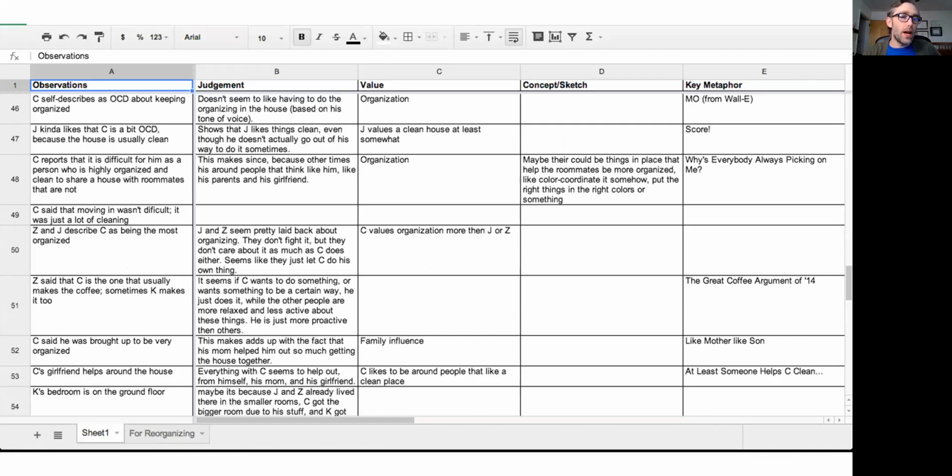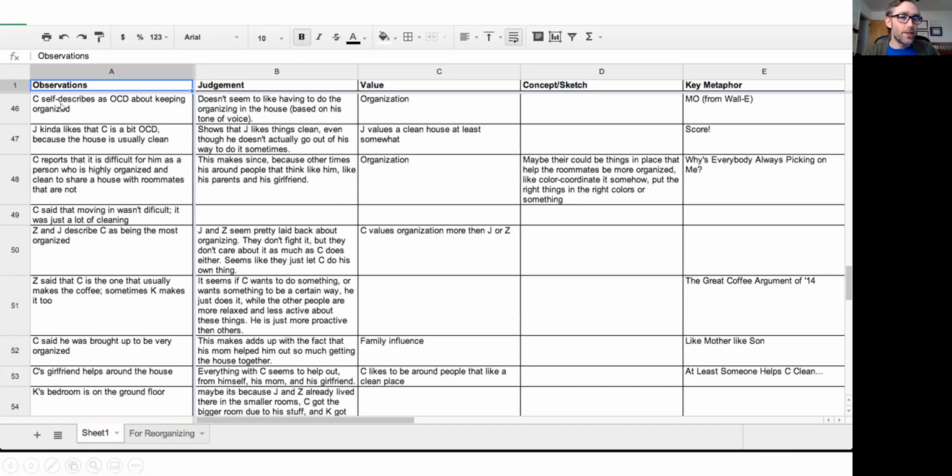So C self-describes as OCD about keeping organized. Judgment: doesn't seem to like having to do the organizing in the house. The value here is the purpose of organization, the act of organizing. There's no concept sketch. And then a key metaphor would be Mo, which is a character from Wall-E. So you can take a look at these, and you can come to some interesting conclusions.